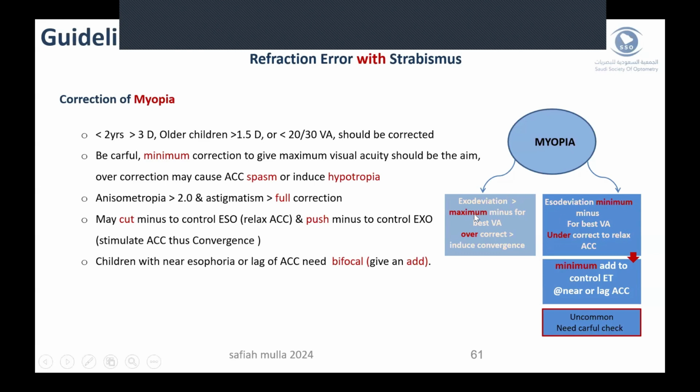So myopia with exodeviation, maximum minus for best visual acuity, and then you want to overcorrect them to induce convergence. Myopia with isodeviations, you give minimum minus for best visual acuity. You want to undercorrect them to relax the accommodation. However, myopia with isodeviation is uncommon, and you need to be careful again because it could be related to some neuro problem for the child. Okay, if they need an add, you're going to give them minimum add to control the near isotropia or the lack of accommodation.